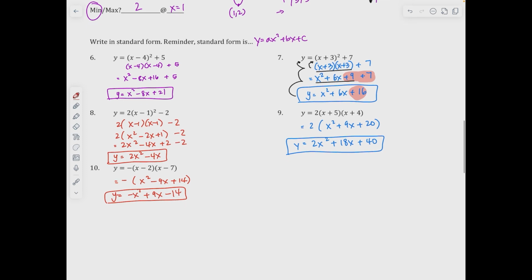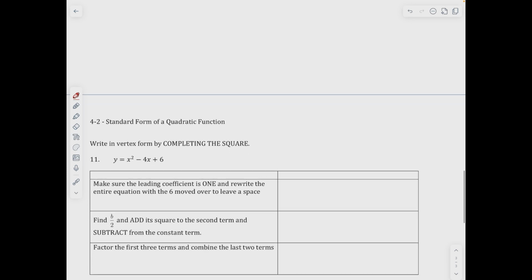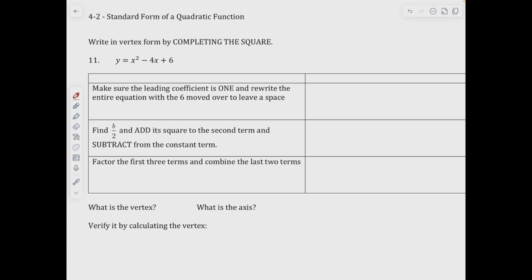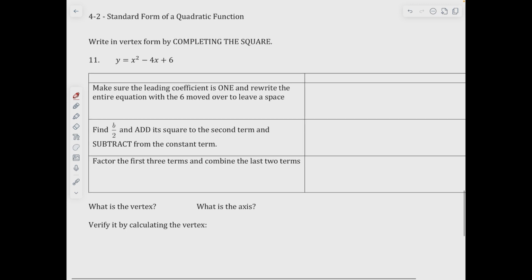And now what we're going to do is talk about going from standard into vertex by completing the square. Okay, so step number 1, we're going to go the other way now. It says make sure the leading coefficient is 1. So the leading coefficient definitely is 1. So we're going to rewrite the entire equation with the 6 moved over to leave space. So x squared minus 4x plus 6.